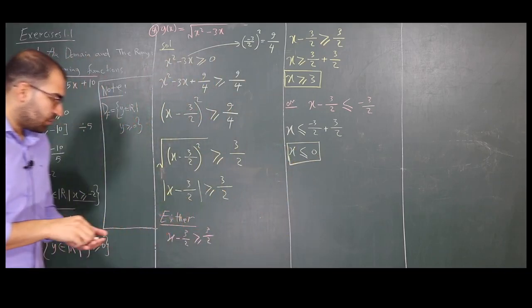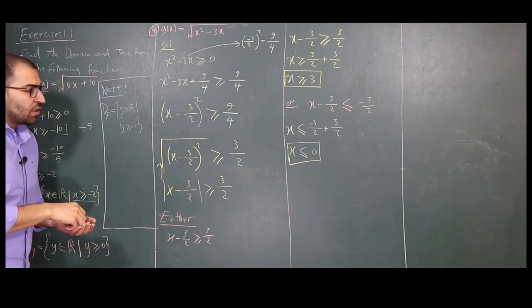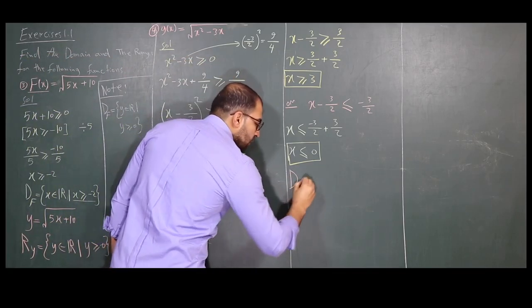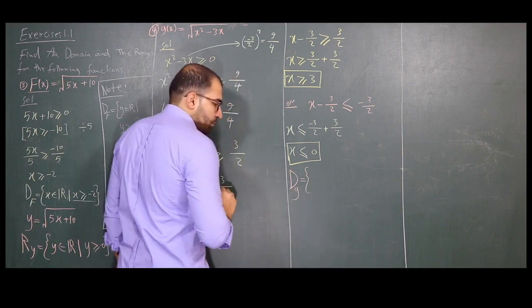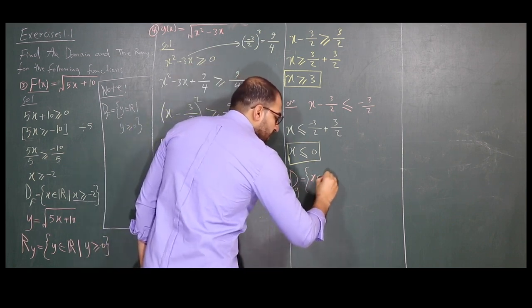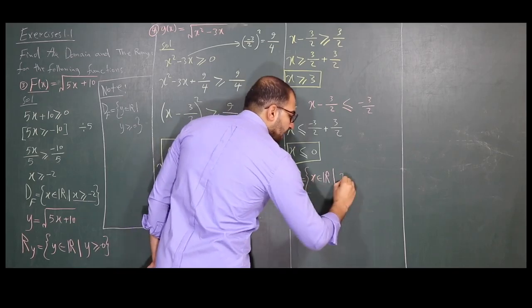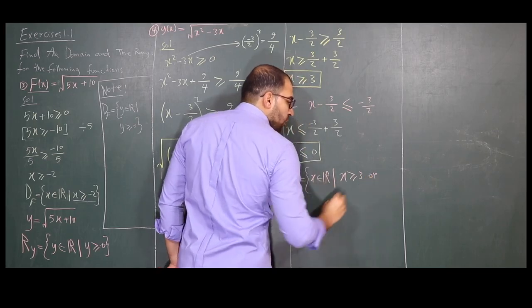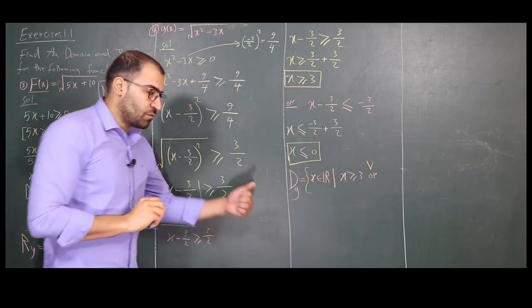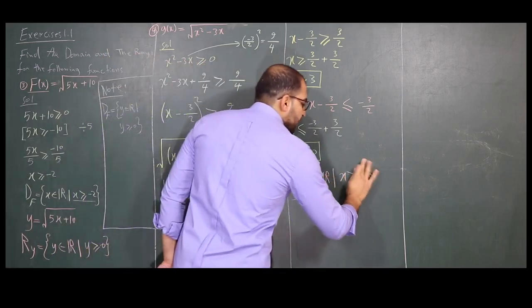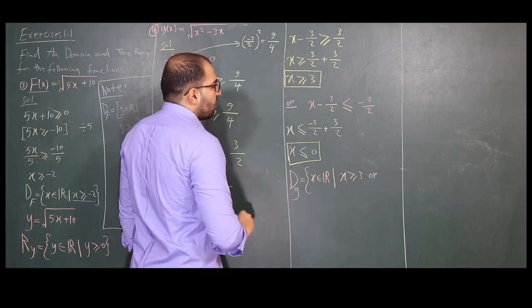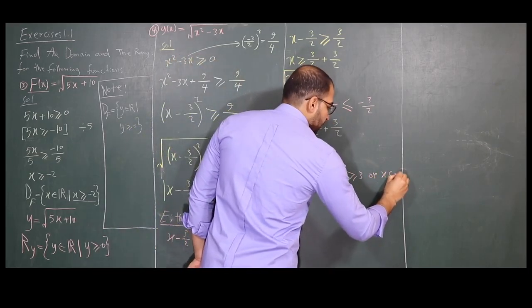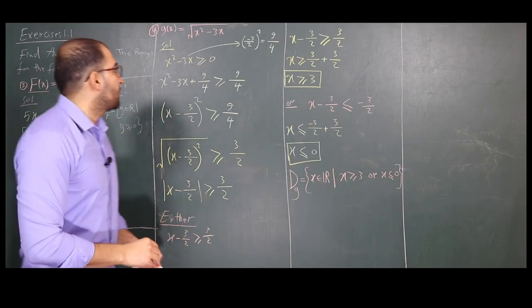So what I'm going to say right now is that the domain of the function g equals all the x's in the real line such that x is greater than or equal to 3, or I can write it in logical notation, which is or, same thing. It's up to you. Let me stick with the normal or, x less than or equal to 0. This is the domain of the function g.